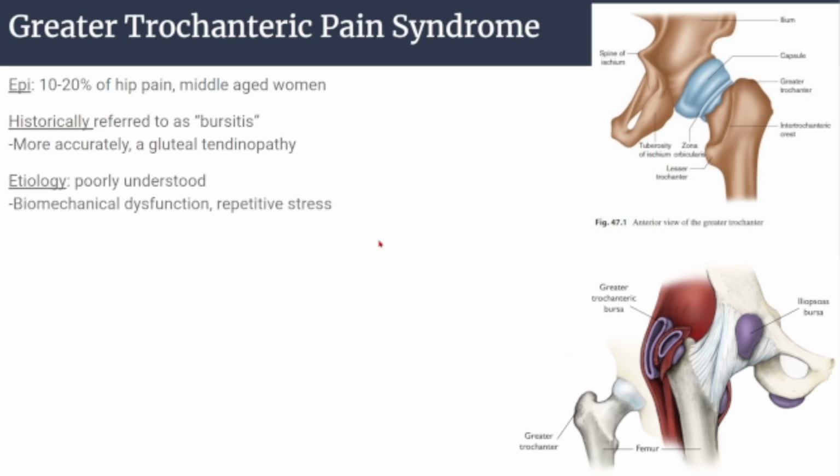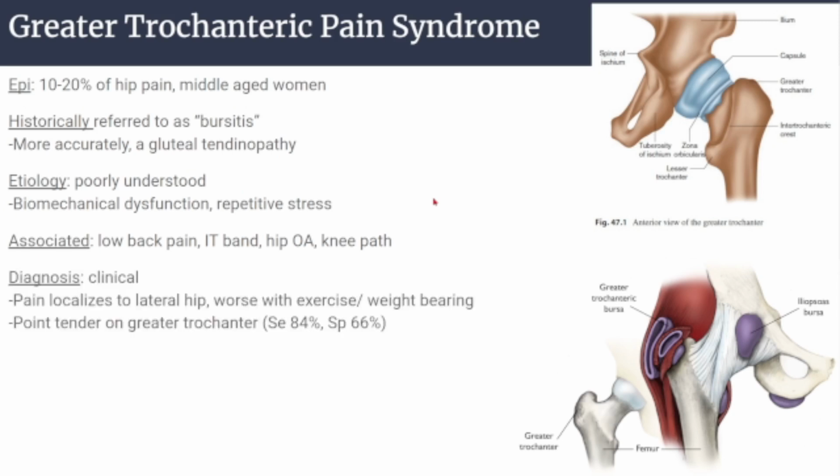How it happens, not really understood. Typically, some type of biomechanical dysfunction associated with an overuse or repetitive stress. Some of the other biomechanical problems can be lower back, IT band, hip arthritis, knee pathology. Diagnosis is primarily clinical, and that is going to be lateral hip pain, especially with tenderness along the greater trochanter.